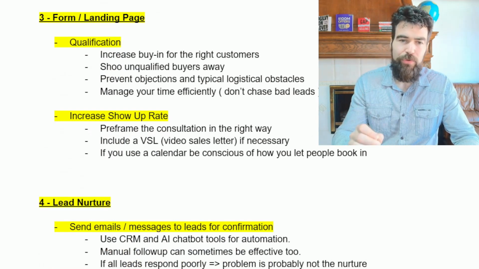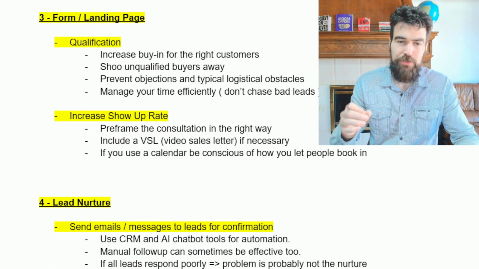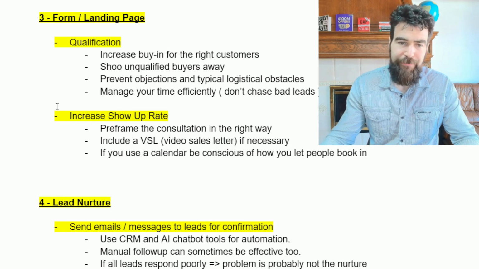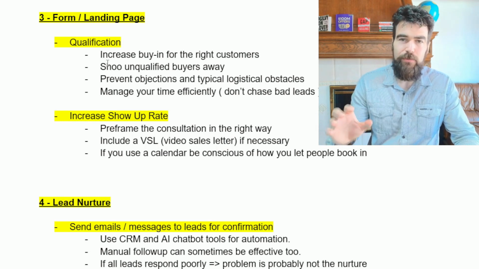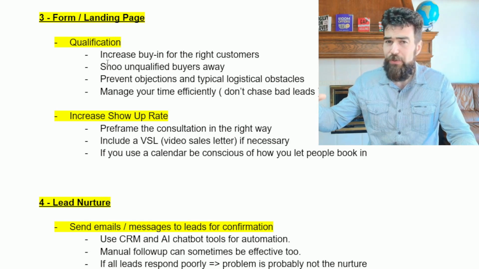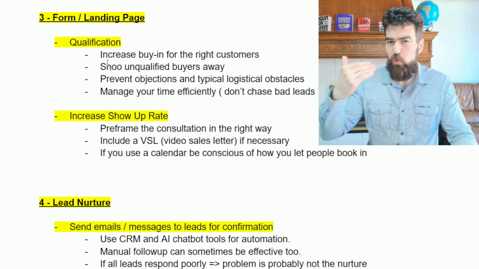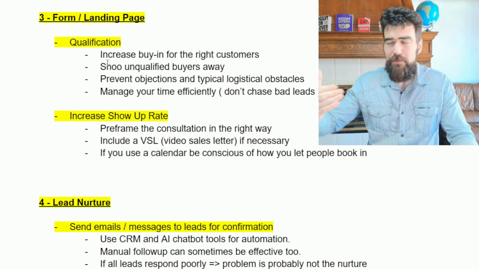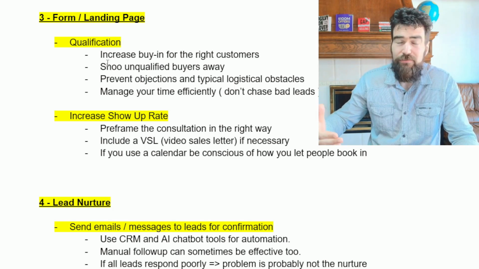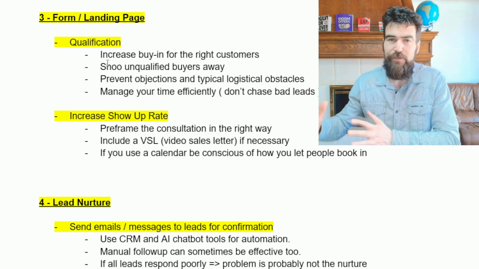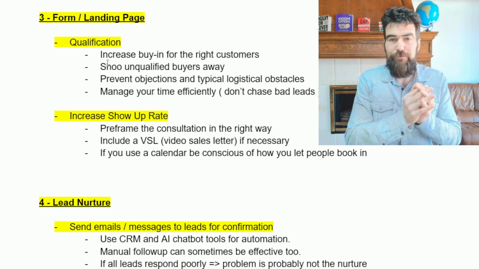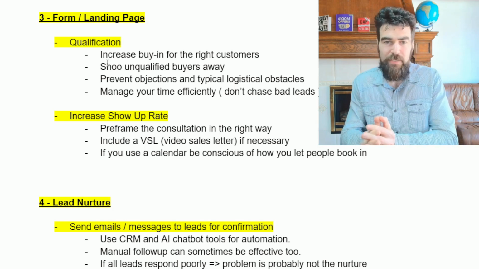Now, if you want to improve your form and landing page, you're going to need to do that for a few reasons. First of all, your qualification. So if you have a great advertisement, that's going to do a lot of the work. But if you don't qualify the leads you get, you're going to get a lot of random leads, and you're going to still get a lot of low quality leads just because you need to filter them better. So that's why you need to qualify them on the form and on the landing page.